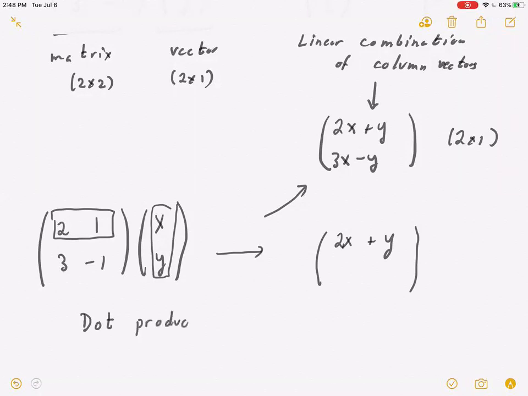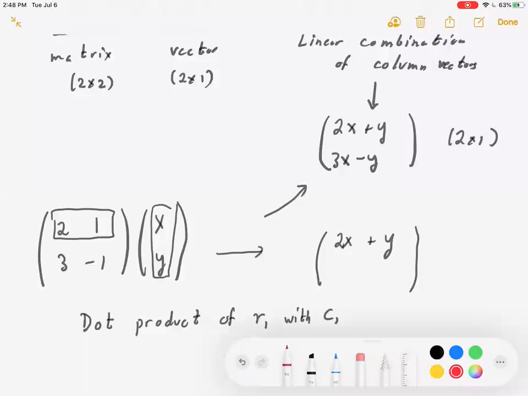more powerful microscope. This result is what you get if you take the dot product of row 1. If you look at row 1 as a vector and you take its dot product with column 1 viewed as a vector, then that's exactly what you get here.